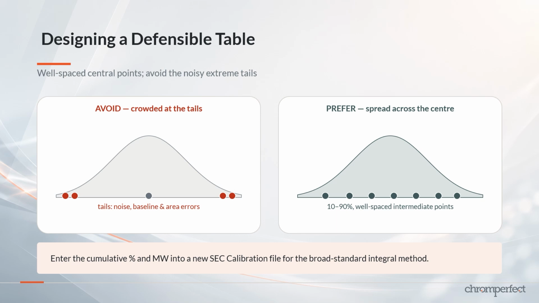A useful table should contain several entries distributed across the central part of the molecular weight distribution. Values too close to 0 or 100% are vulnerable to detector noise and baseline uncertainty. The extreme tails contain little response, so a small area error can produce a large molecular weight error. Well-spaced intermediate cumulative fractions generally provide more defensible calibration information.